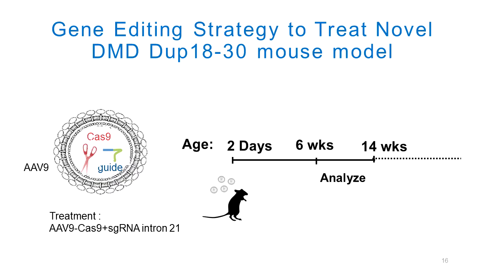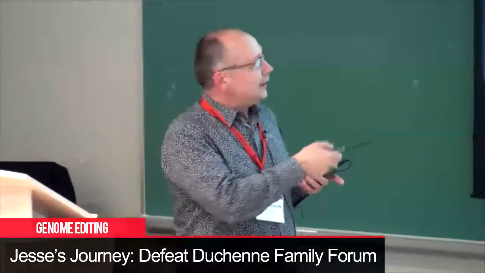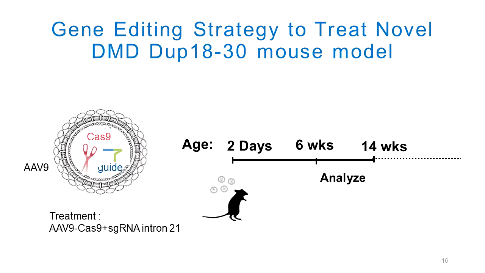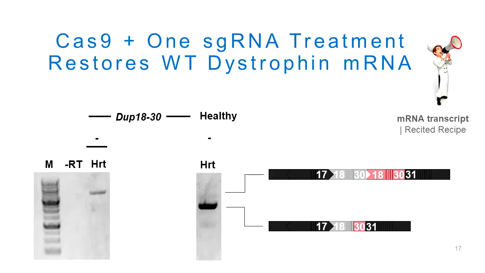And the way we treat it, we package our genome editing components in a virus. Those viruses are called adeno-associated viruses, or AAVs for short. We say we are going to treat our mice very early in life, at day 2, and we are going to analyze them at 6 or 14 weeks to understand what's happening. Can we actually now make the treatment work in mice?